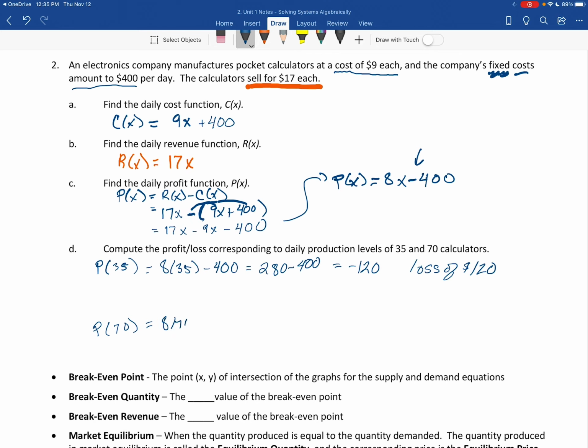And P of 70 would be 8 times 70 minus 400. That's 560 minus 400, so 160. So that's a profit of $160. So certainly it would not be a good idea to make and sell 35 calculators per day, but 70 would be a good choice. We would be making some profit there.